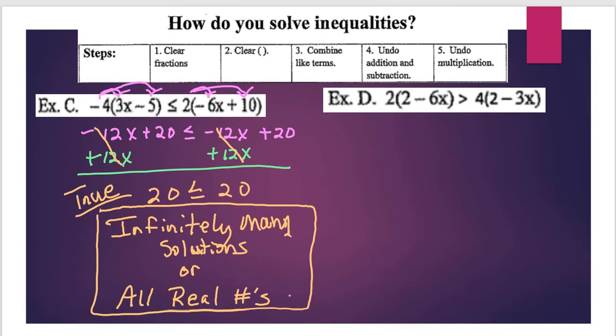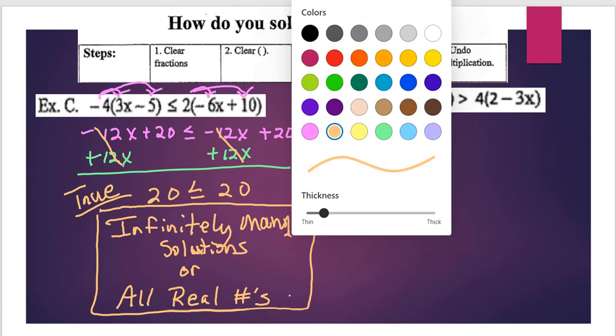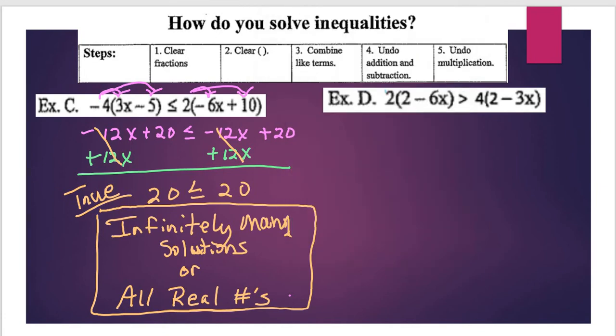Now I'm going to come over here and I'm going to start working the other side. So I'm going to say 2 times 2, 2 times a negative 6x. So 2 times 2 is 4.